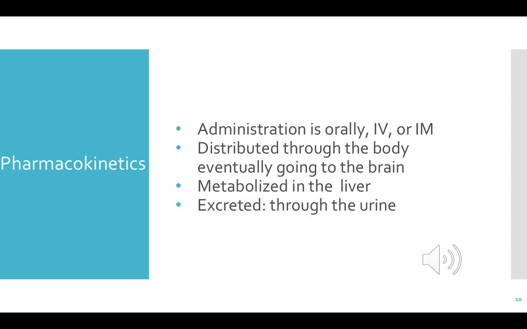The pharmacokinetics for phenobarbital: the administration, like we mentioned earlier, is oral, IV, or intramuscular. Distribution is normally even through the body, but it all eventually goes to the brain. It's metabolized in the liver and excreted through the urine.